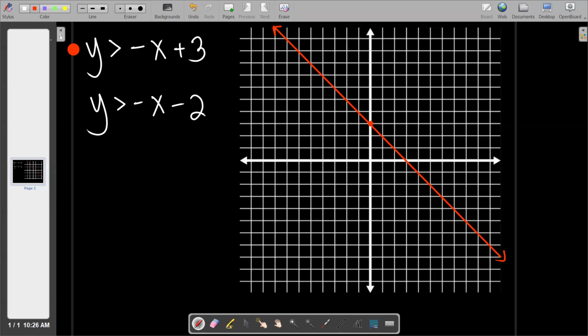Would it go above or below? It says is greater than, so above. And so my little arrows are going to point upwards. It would be a dotted line. Thank you, Justice. I appreciate that. Got to keep me in check.